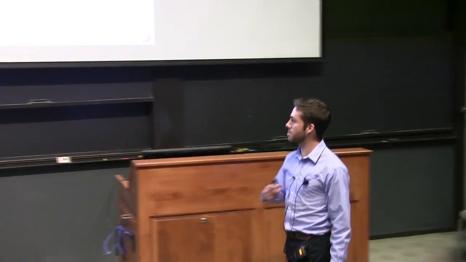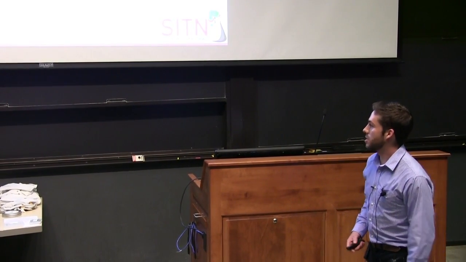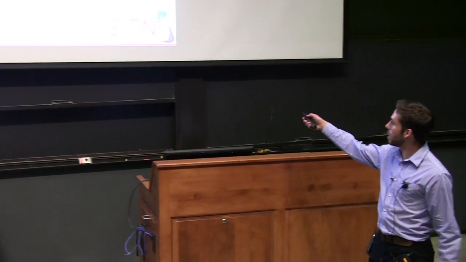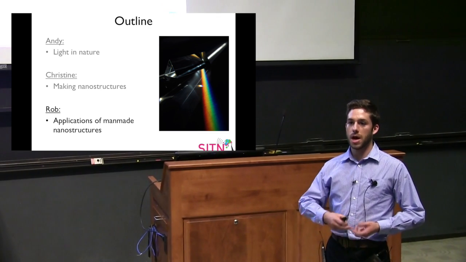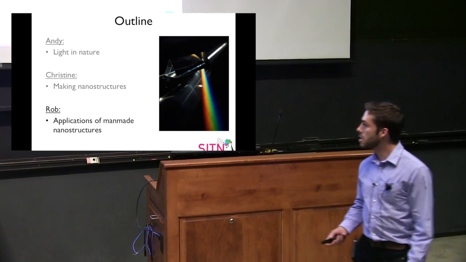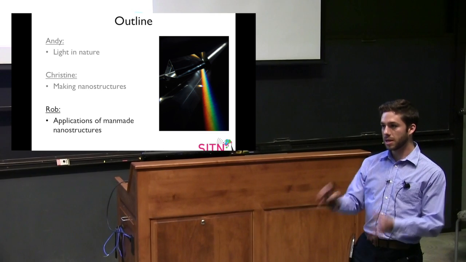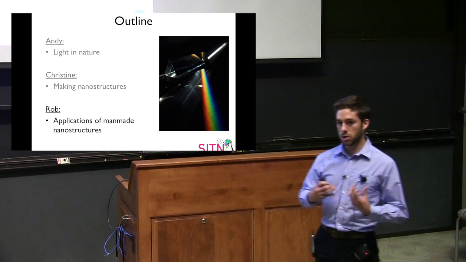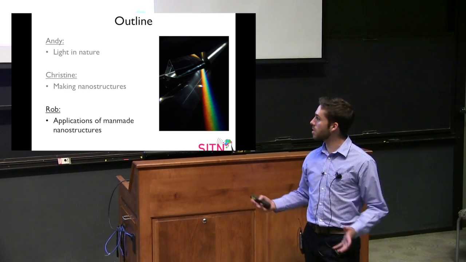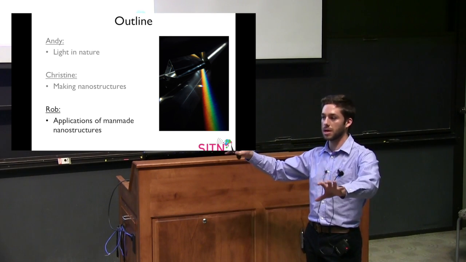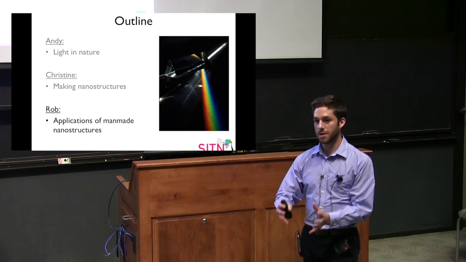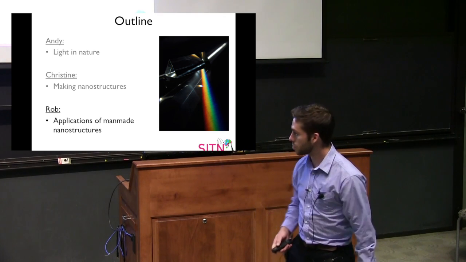Thank you. My name is Rob Devlin, and I'm an applied physics PhD student, and I work in the lab of Federico Capasso. Andy gave us a really good introduction to what light is and how it interacts with natural materials, and how these materials shape light on the nanoscale. Christine talked a little bit about how we can make these nanostructures in the lab and start to use them for our own means. What I'm going to talk about is how we take both of those elements, the understanding of light and the understanding of making things very small, and we slam them together into actual applications.